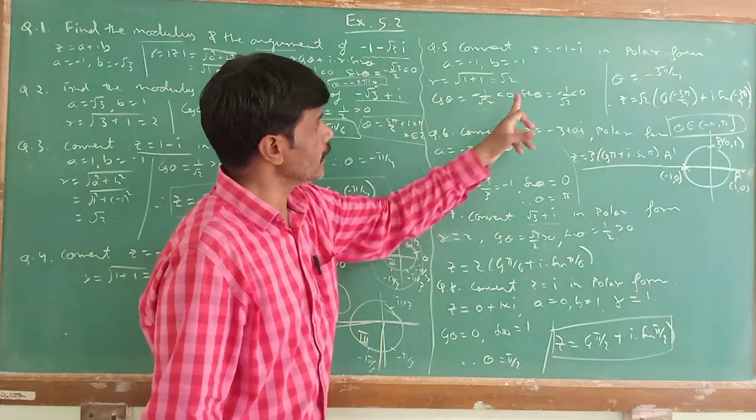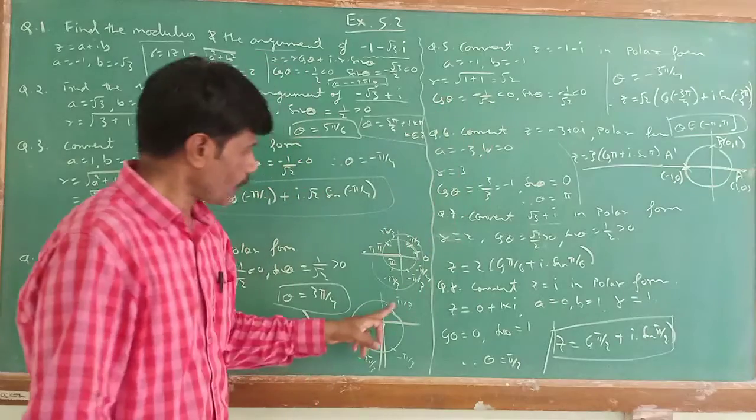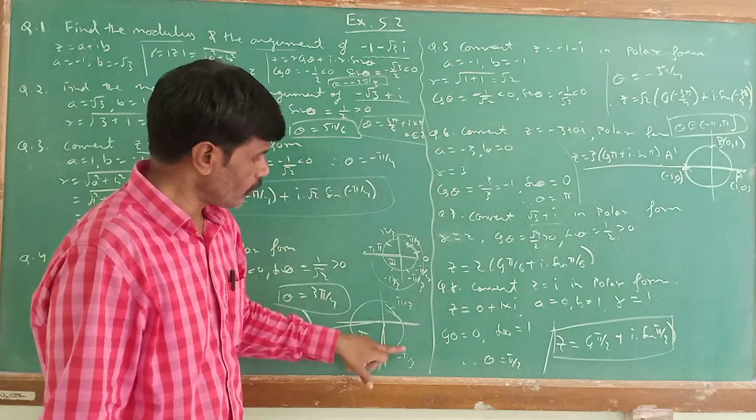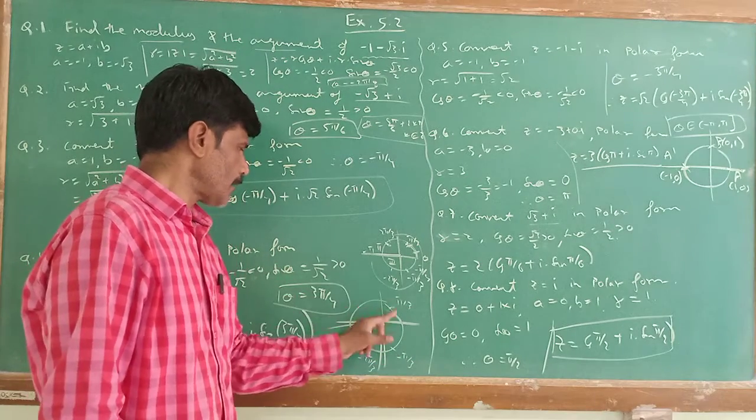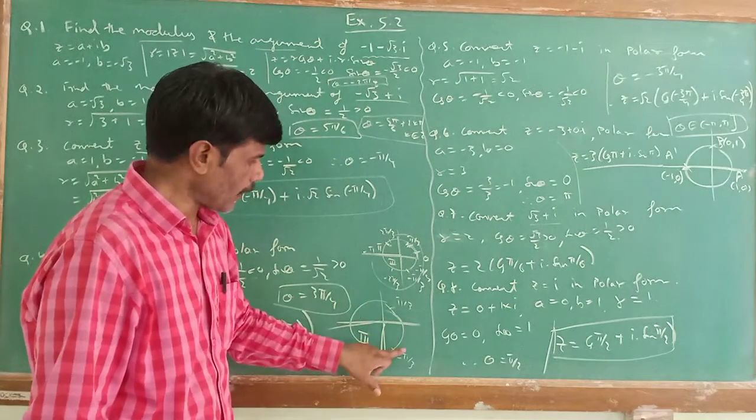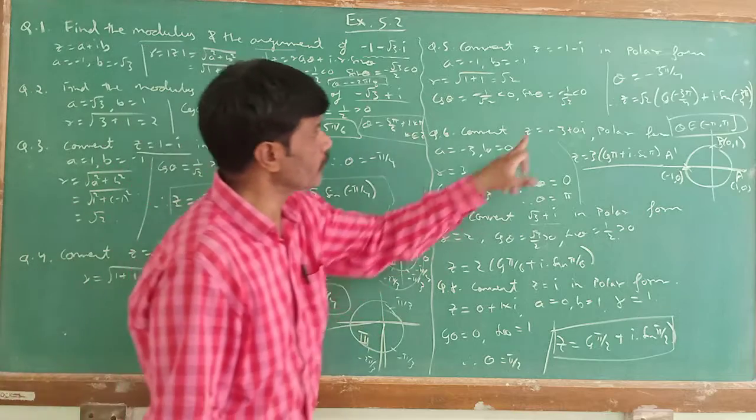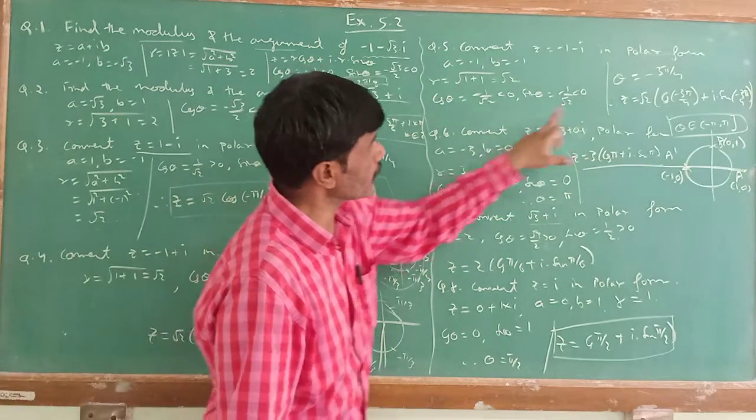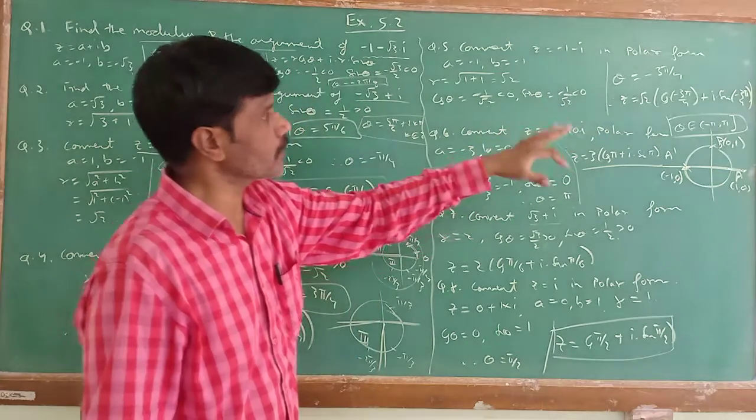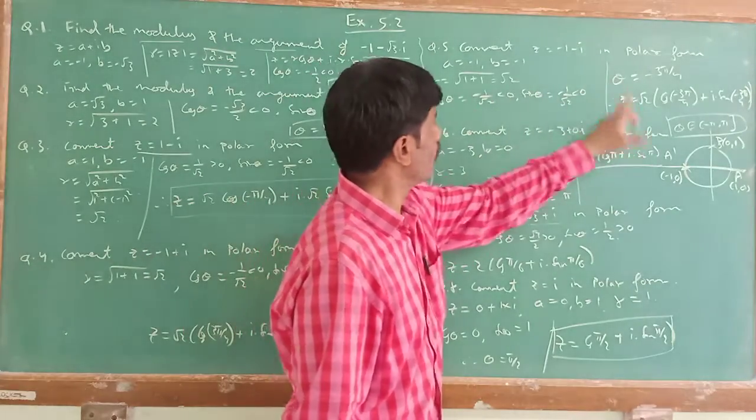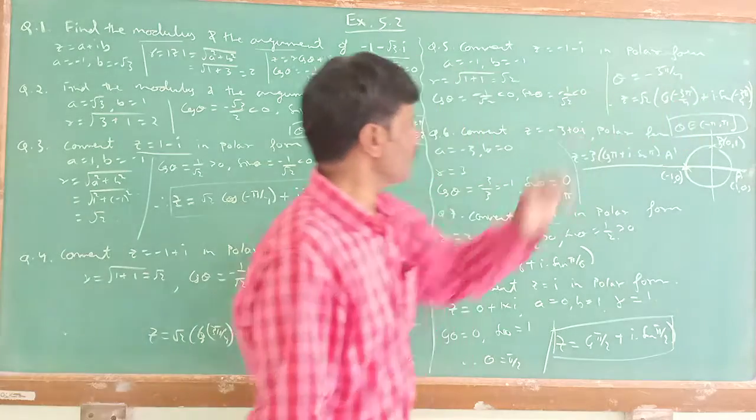Now just think in your mind, sin of what is 1 by root 2? So pi by 4. Next, in the fourth quadrant it will be minus pi by 4. If you move ahead, pi by 4 second multiple is 3 pi by 4, here minus pi by 4, then minus 3 pi by 4. So theta will be how much? Minus 3 pi by 4. Writing the polar form, that is equal to r cos theta plus i r sin theta. R is how much? Root 2, and theta is minus 3 pi by 4.